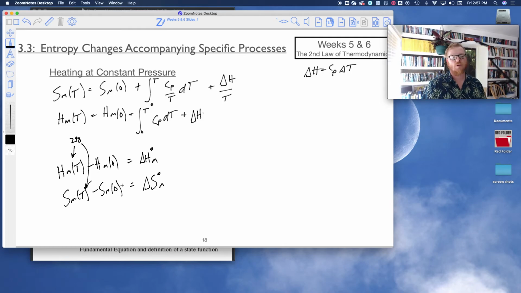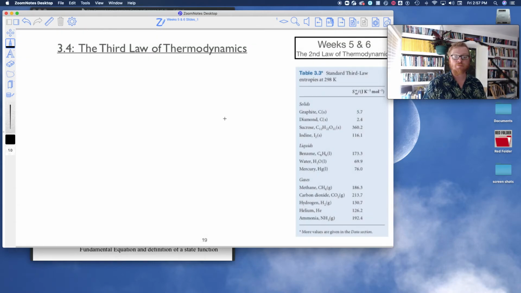Now, what about this whole business of SM at 0? Well, that's what we call a third law entropy. And as it turns out, the third law of thermodynamics is really simple. The third law of thermodynamics says S equals 0 at T equals 0. It's as simple as that.